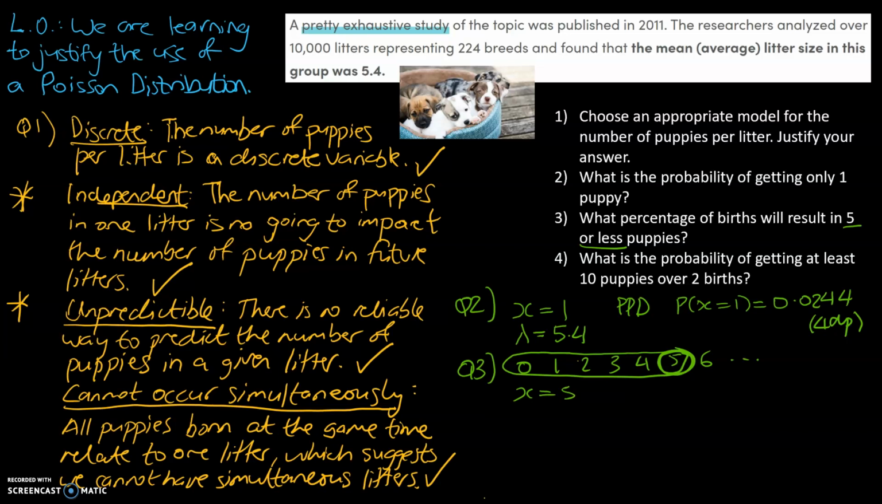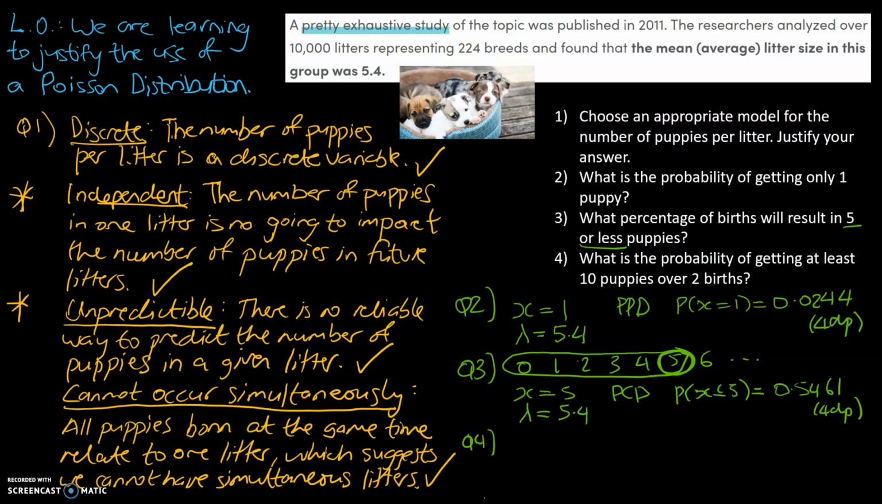Again, we're going to carry on with our assumption of 1 litter, so that means our lambda is 5.4. And because we're dealing with multiple numbers, we're interested in 1, 2, 3, 4, and 5, we're going to use the cumulative PCD mode. That means the probability of X having 5 or less would be Distributions, Poisson PCD, X is equal to 5, lambda is 5.4, and the probability of that is 0.5461, also rounded to 4 dp.